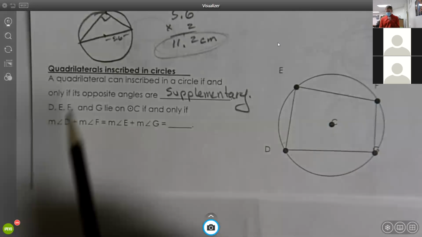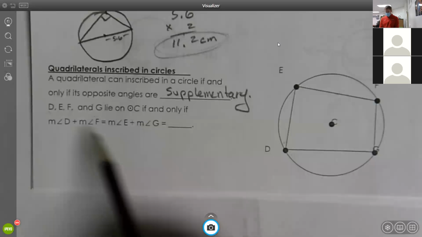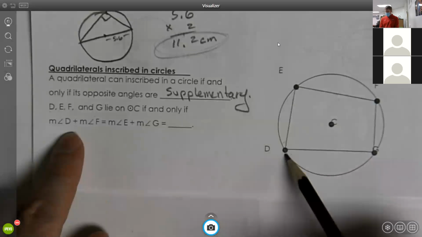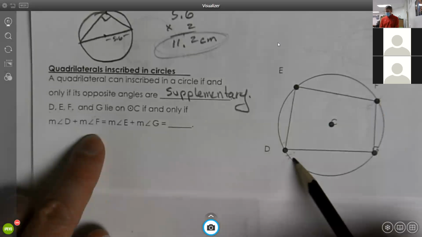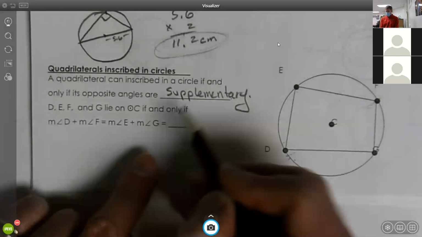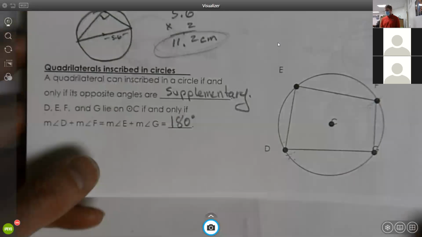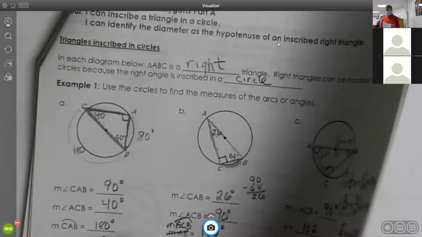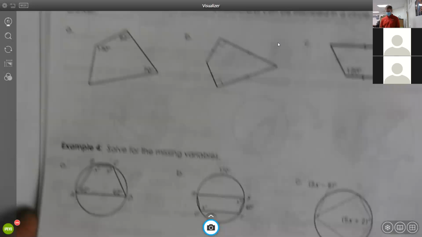Here we know D, E, F, and G all lie on the circle if and only if we know that D plus F is going to equal E plus G. And in both cases, those are both 180. The opposite angles are supplementary. So that's the main property that you're going to need to be able to solve a lot of these situations.